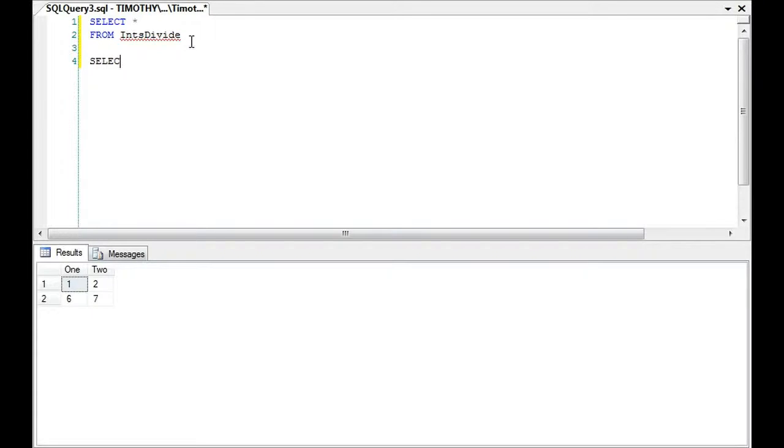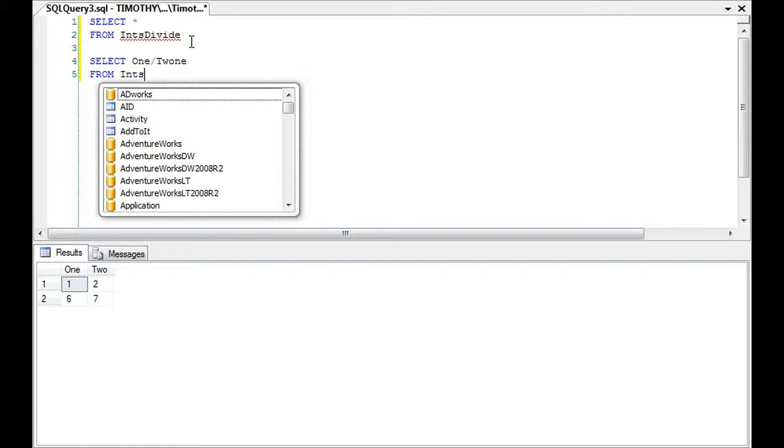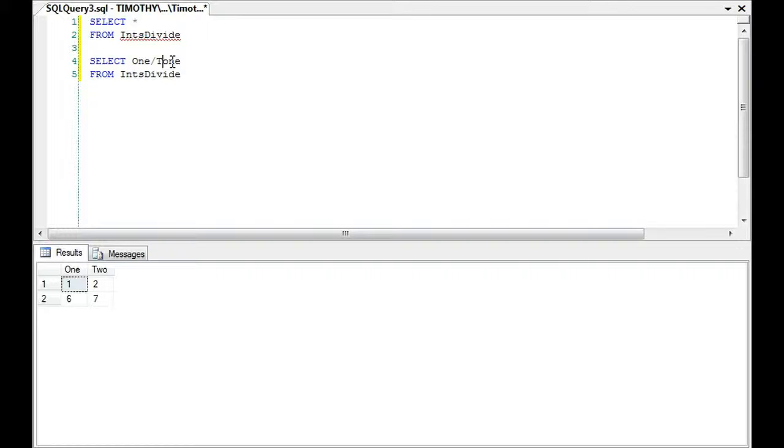And if we were to select 1 divided by 2 from ints divide, we would actually get 0. Even though we know that 1 divided by 2, like for instance in the first column, is going to be 0.5, and 6 divided by 7 is going to be like 0.8, almost 0.9, the reason why is because they're ints.